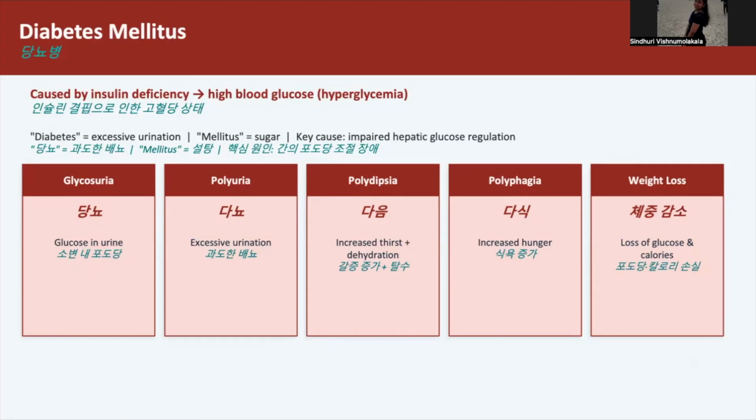So diabetes mellitus, what does this term mean? Diabetes is like a siphon or running through, and mellitus is sugar. Therefore, diabetes mellitus is a clinical state which is associated with flow of sugar in urine.